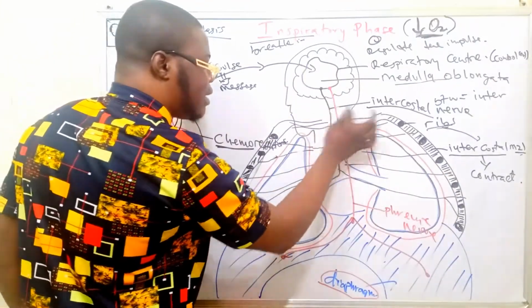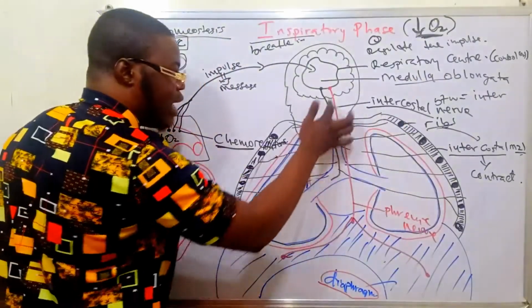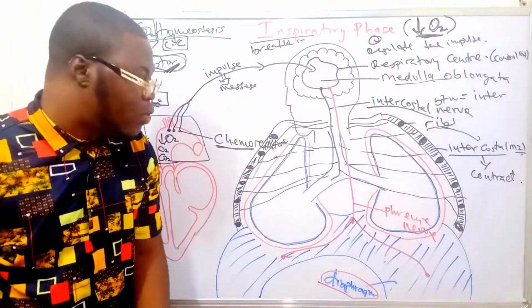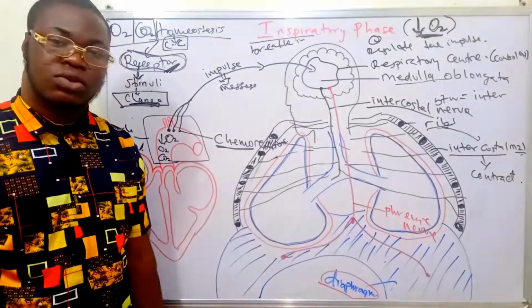Through these 2 nerves. The intercostal nerve will act on the intercostal muscle. And then the phrenic nerve will act on the what? On the diaphragm. And now, what are these 2 guys? What are they going to do?